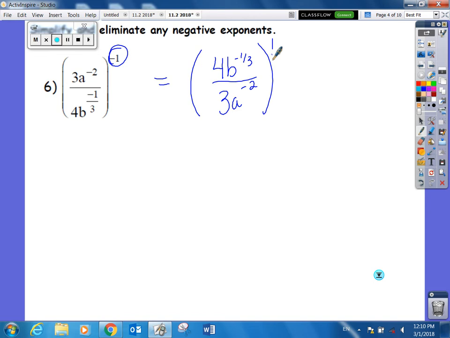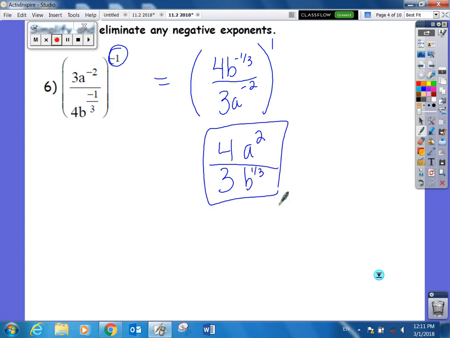Now, I have negative exponents. Okay, this negative 1/3 is only attached to the b. If there were parentheses, it would be attached to both, but there's not parentheses, so it's only going to the b. So the 4 stays 4. We don't move the 4. The 4 stays, the 3 stays, the a to the negative 2 comes up, b to the negative 1/3 comes down, and there is your answer.